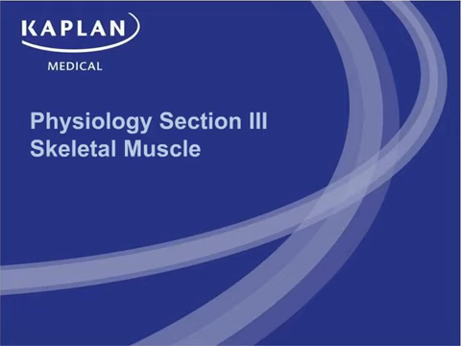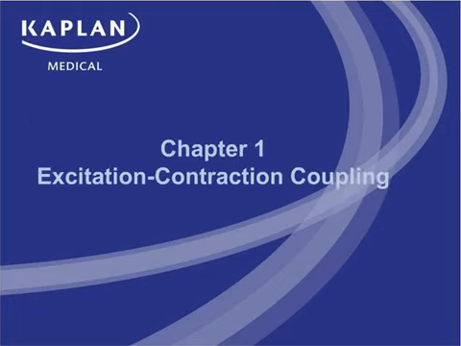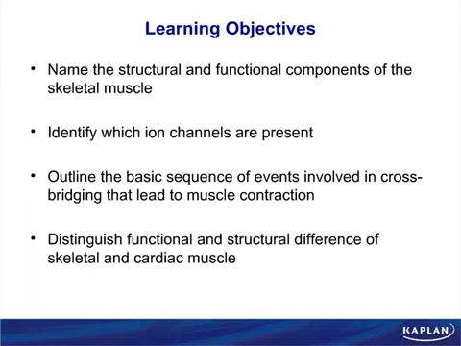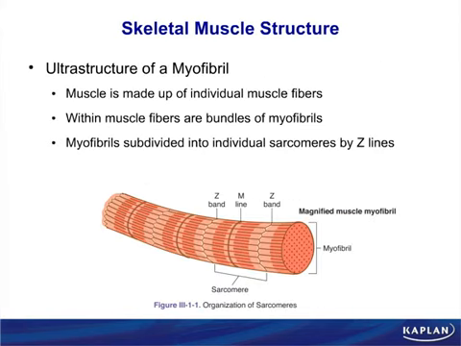Physiology, Section 3. In this first chapter, we will cover excitation-contraction coupling. We will start first with some basic histology of skeletal muscle structure. Skeletal muscle is composed of many myofibrils, as illustrated on this slide.